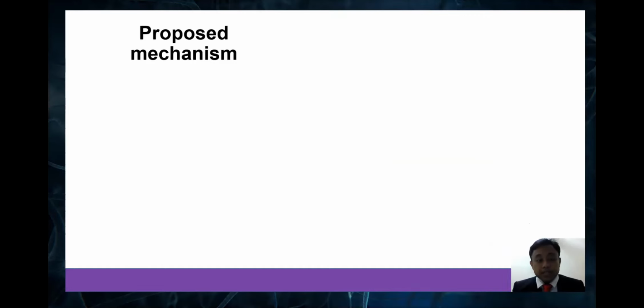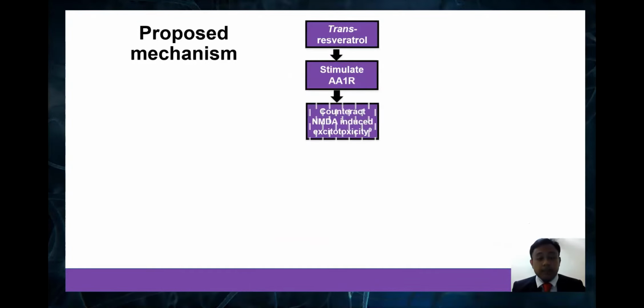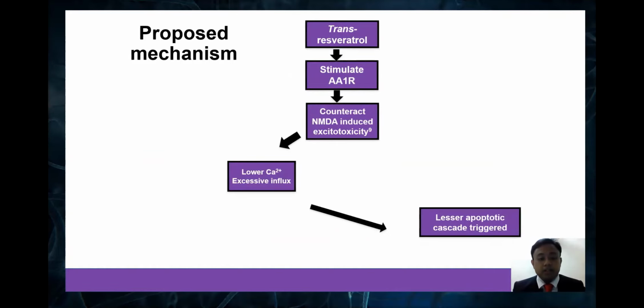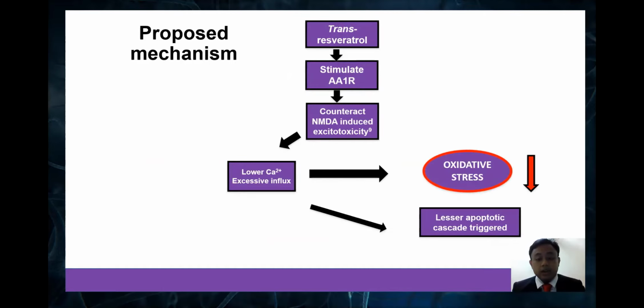So my proposed mechanism of action for trans-resveratrol is that it will stimulate the adenosine A1 receptor to counteract NMDA-induced excitotoxicity. This in turn will lower the excessive calcium influx, and this will lead to a lesser apoptotic cascade being triggered, hence lower oxidative stress as well. Interestingly, trans-resveratrol also has a direct effect towards reducing oxidative stress.